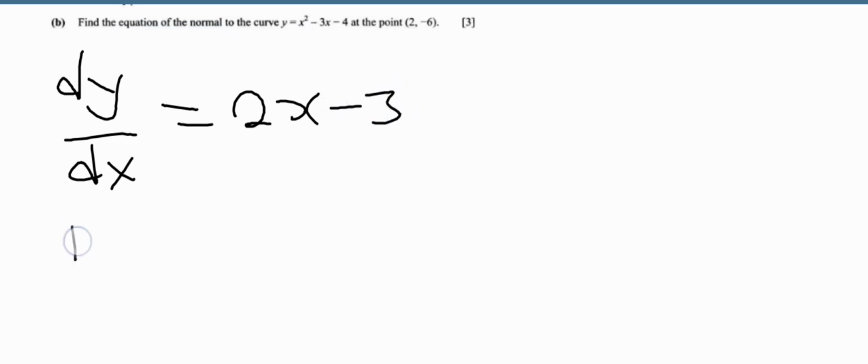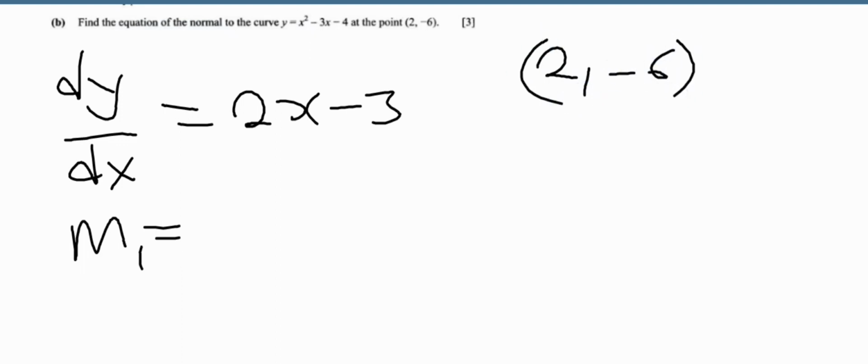Now since we know that dy dx is same as gradient, so gradient 1 is going to be equal to, we have been given the coordinates which are positive 2, negative 6. So this one is going to be the x value, and this one is going to be the y value.